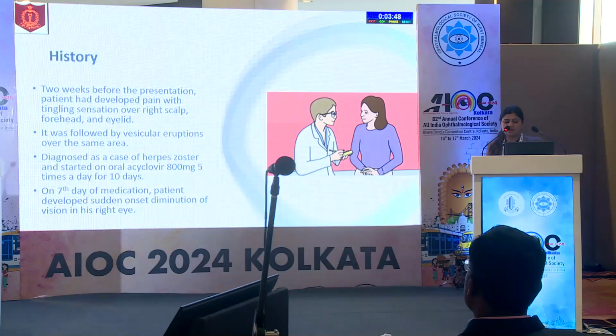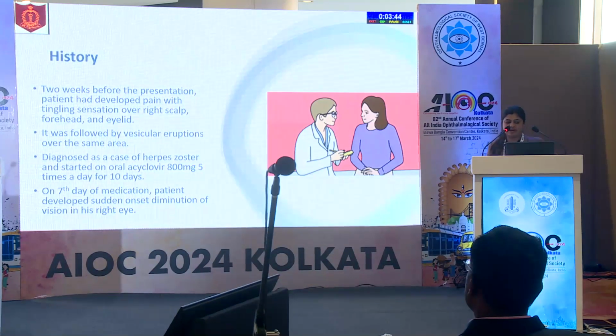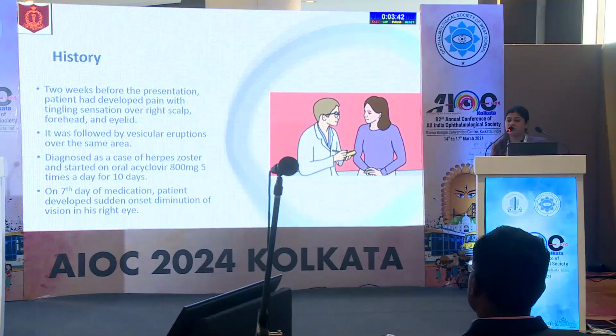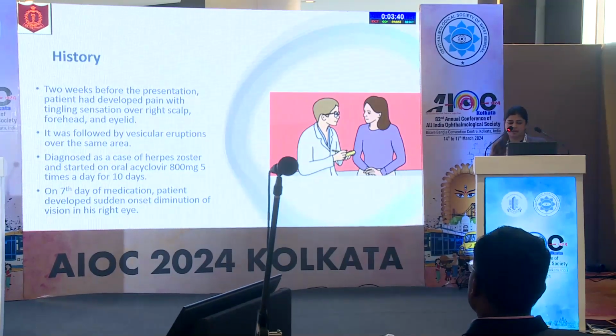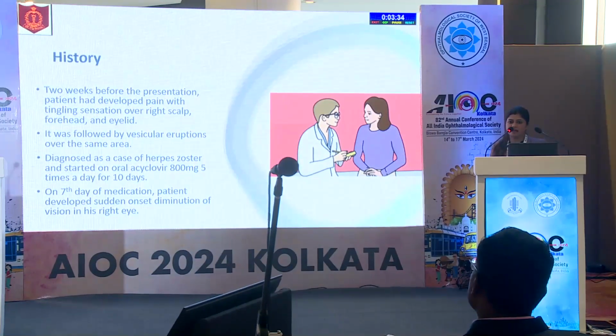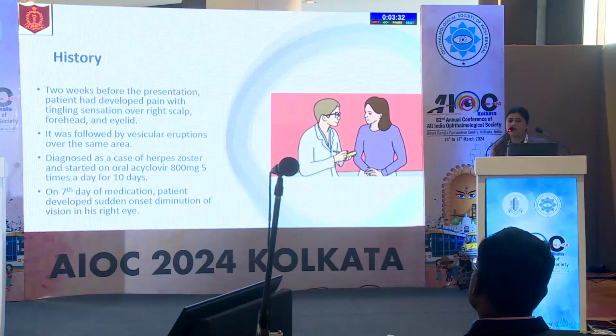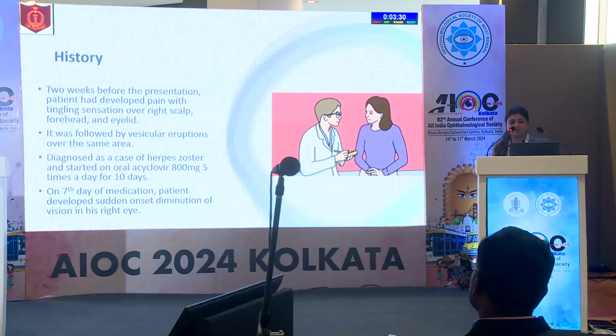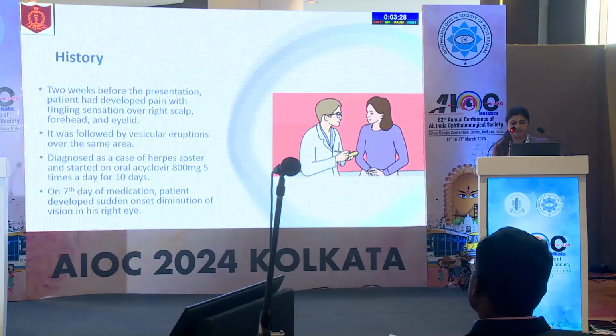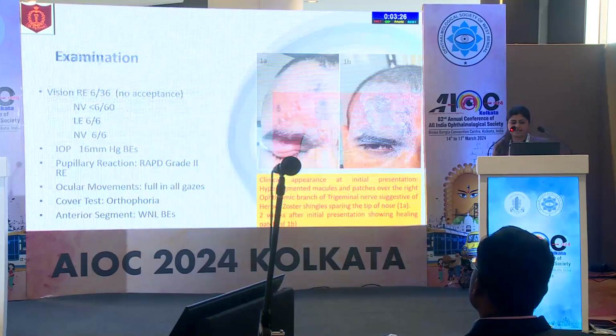Two weeks prior to the presentation, the patient had developed pain and a tingling sensation over the right scalp, forehead, and eyelid, followed by vesicular eruptions over the same area. The patient was diagnosed as a case of herpes zoster and was started on oral acyclovir 800 milligrams 5 times a day for 10 days. On the 7th day of the medication itself, the patient developed sudden onset loss of vision in his right eye.